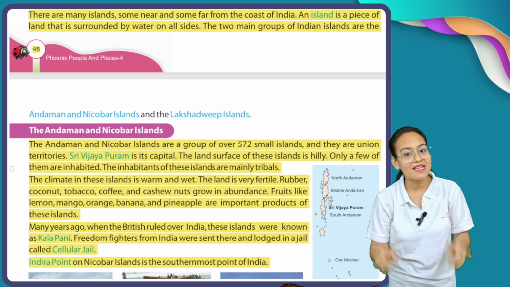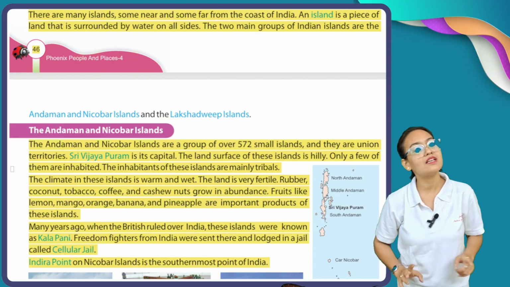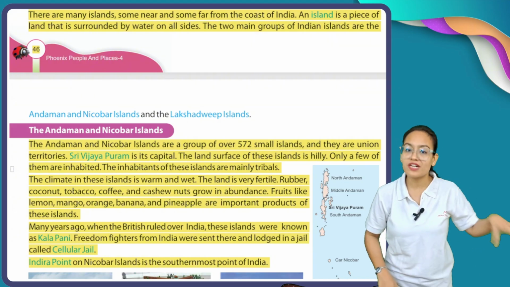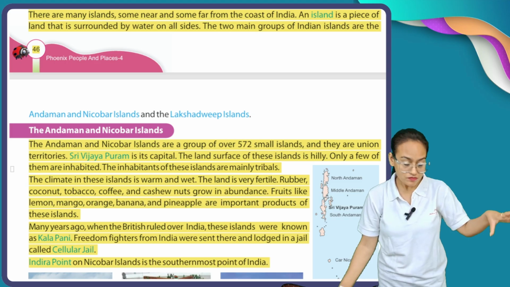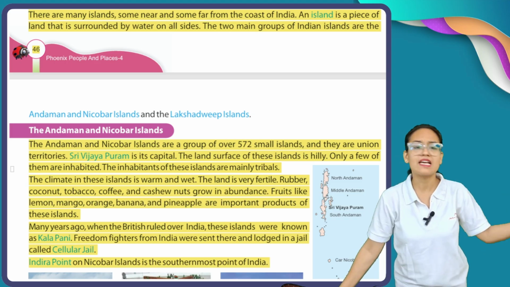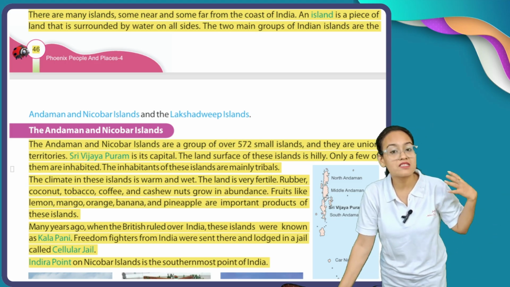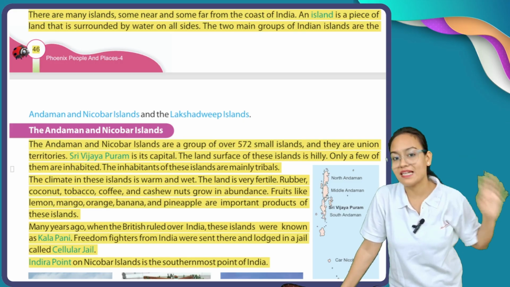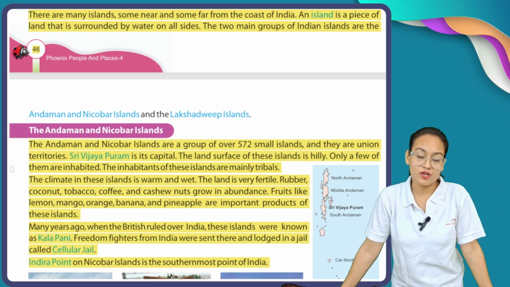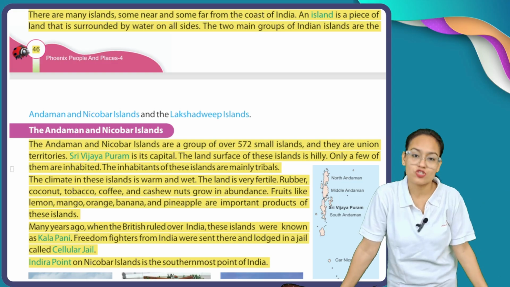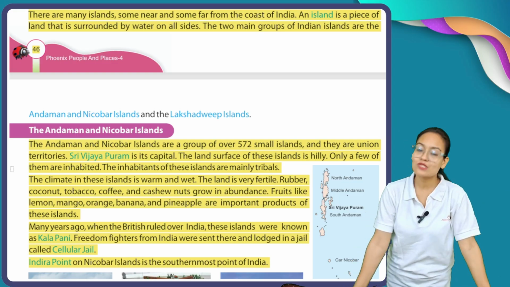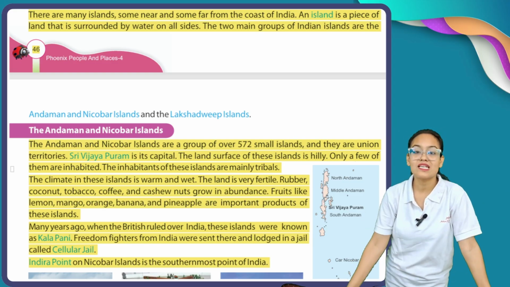There are many jails constructed on Andaman and Nicobar Island. Okay, so the freedom fighters who got life imprisonment or any kind of punishment were sent to this island, because nobody at that time could reach Andaman and Nicobar Island. That's why this area is called Kala Pani.